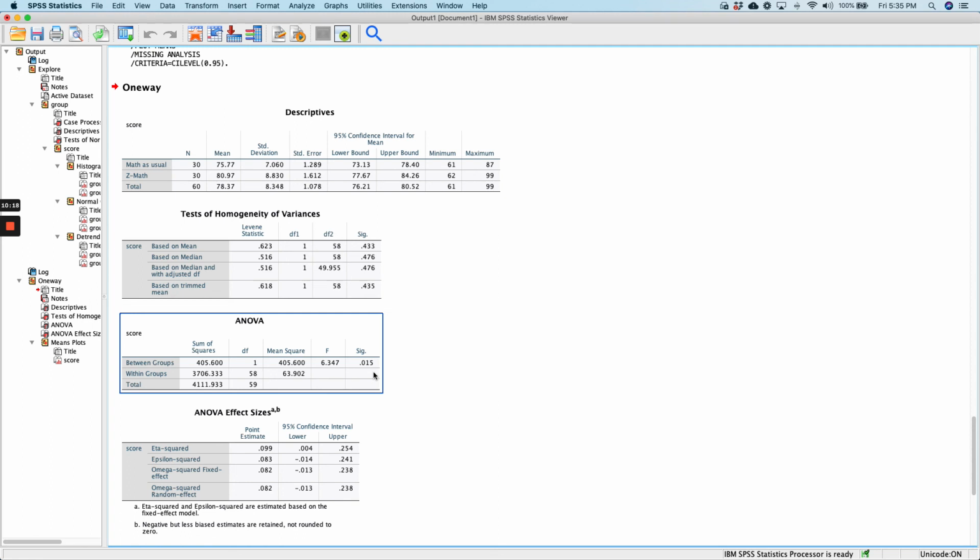In other words, based on the data gathered, if ZMath in fact had a null effect, had no effect at all, we would see the ZMath group outperform the Math as Usual group by 5 points about 1.5% of the time. So basically, we can say that our ZMath group's mean scores are statistically significantly different from our Math as Usual group.